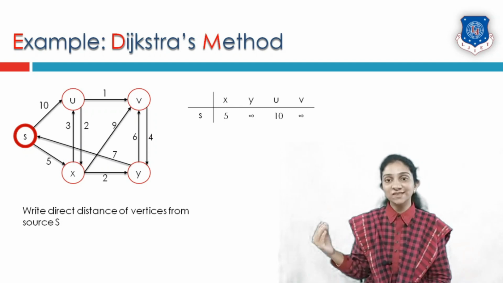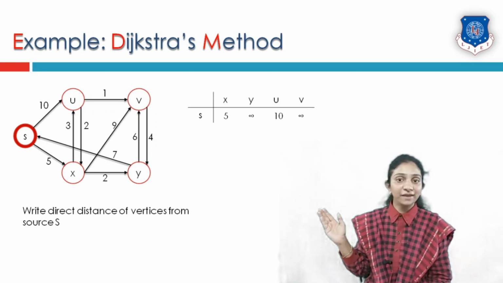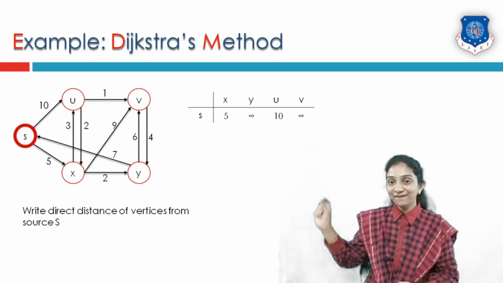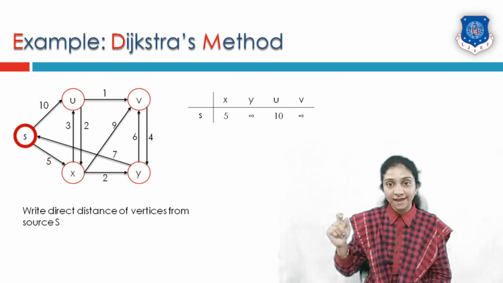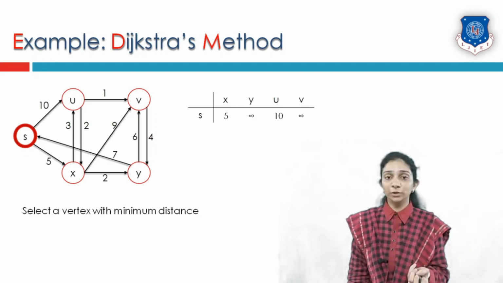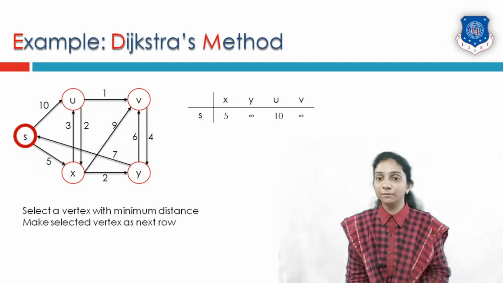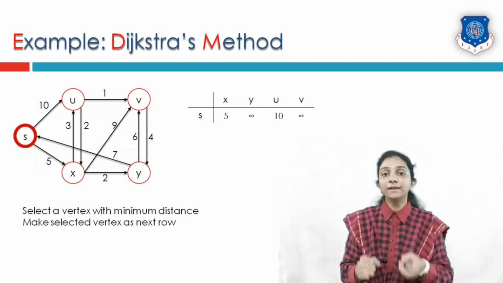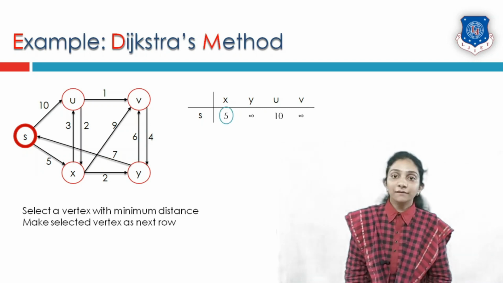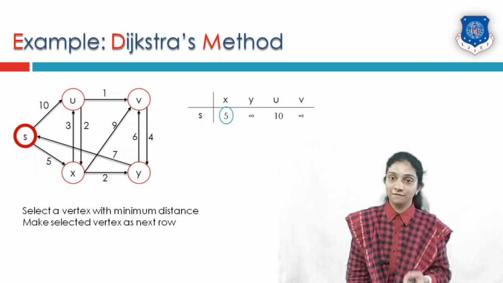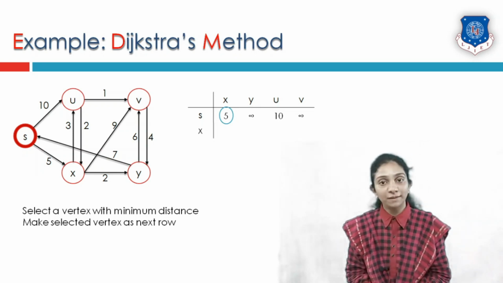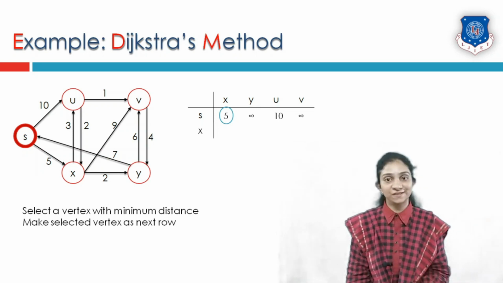From here, you can see the minimum value out of 5, infinity, 10 and infinity is 5. So 5 is under the column labeled X. So the next row will be my X. We are going to select the vertex with the minimum distance and make that vertex my next row. So the minimum weight is 5, which is selected, and that vertex, that is the X vertex, will become my next row. That is my second step.